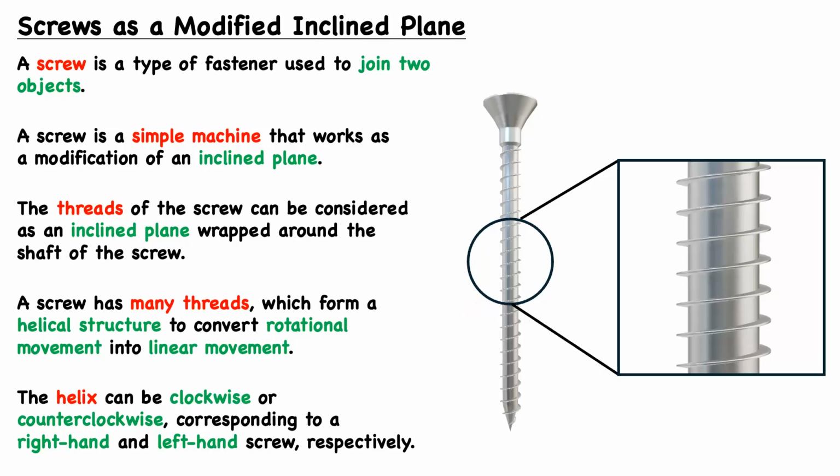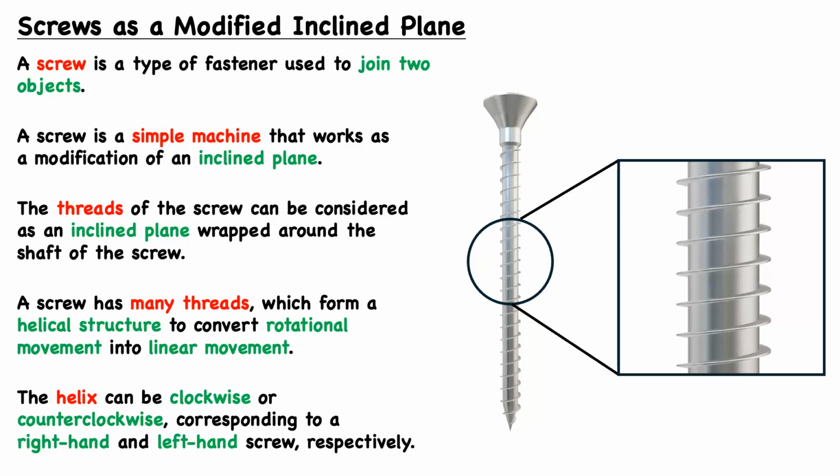So if we look at the threading, which is the name for these individual curved surfaces that surround the screw, and if we take a look at that threading, we can see that this is actually just a curved inclined plane. It wraps around, sloped at some angle, all the way from top to bottom of the screw. So again, screws are essentially just modified inclined planes, and we can treat them as such.